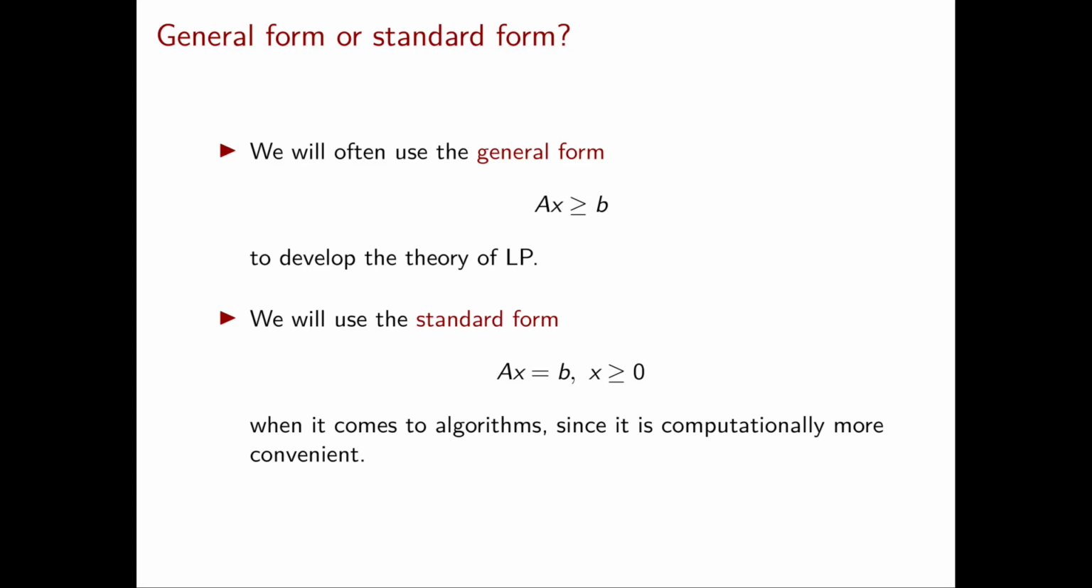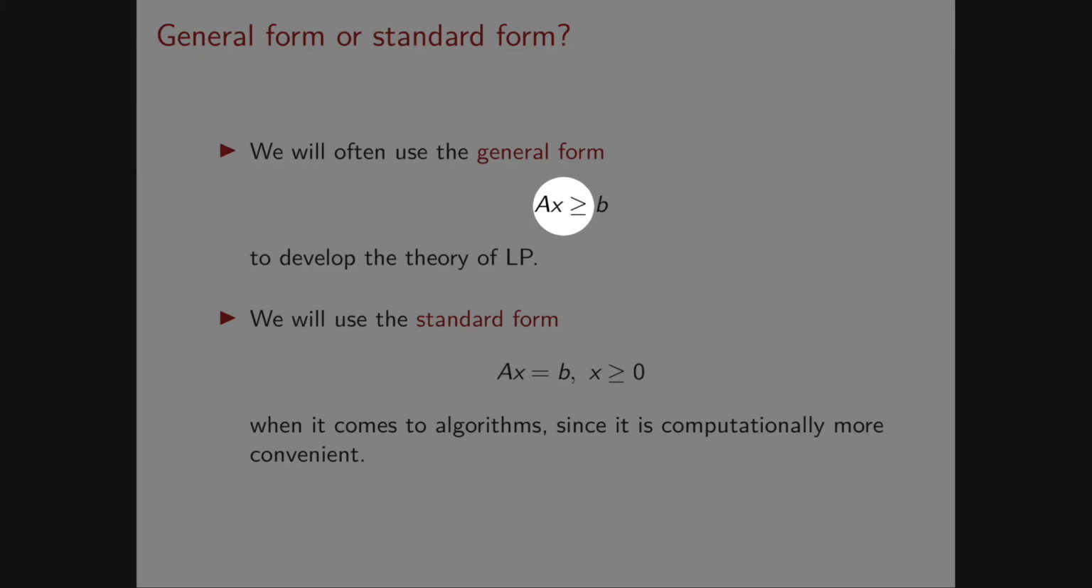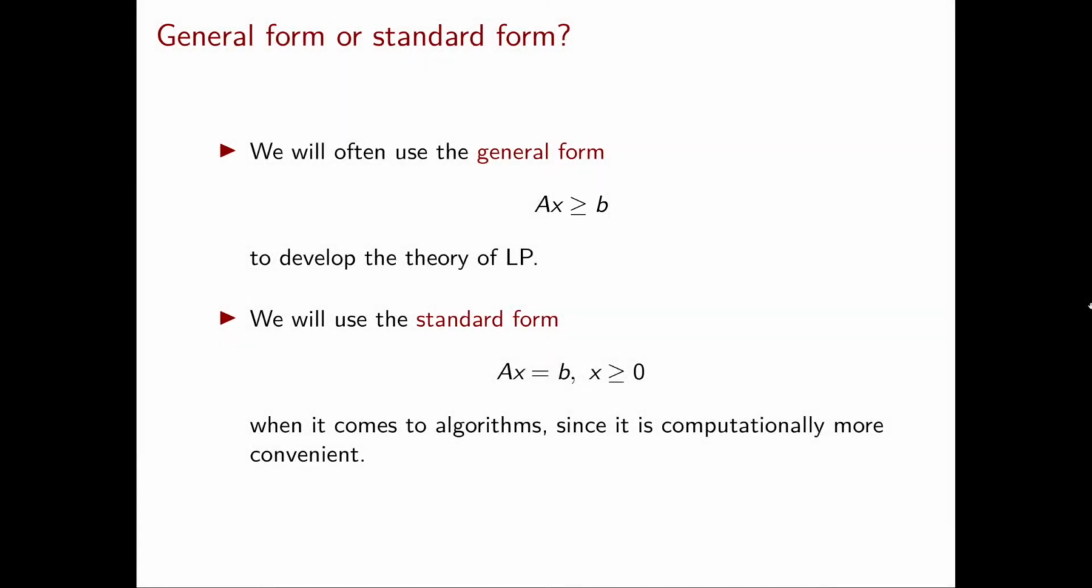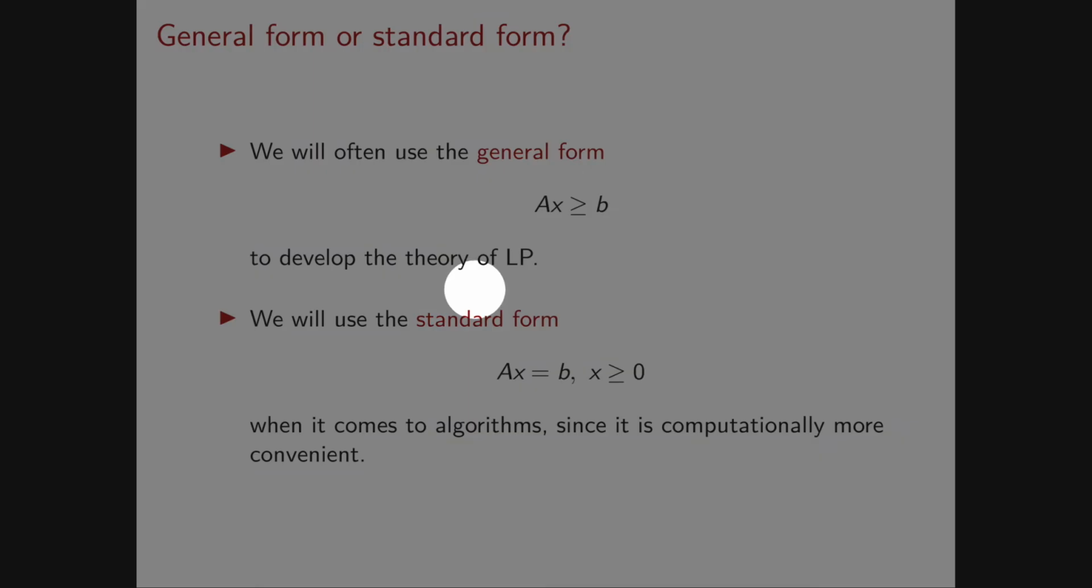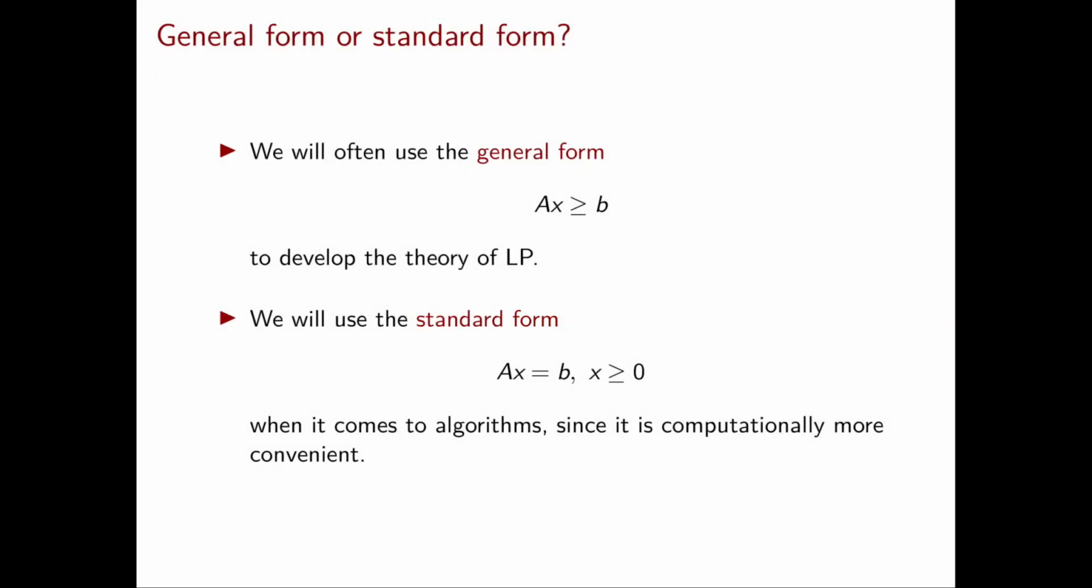To wrap up, we have seen general form linear programming problems and standard form linear programming problems. In this course, we're going to use both. We will use the general form Ax greater than or equal to b to develop the theory of linear programming because it's more intuitive from a geometrical perspective. On the other hand, we will use the standard form when we discuss algorithms, and especially when we discuss the simplex method, because it will be computationally more convenient. And this is all for section 1.1. In the next section, we will see some examples of linear programming problems.